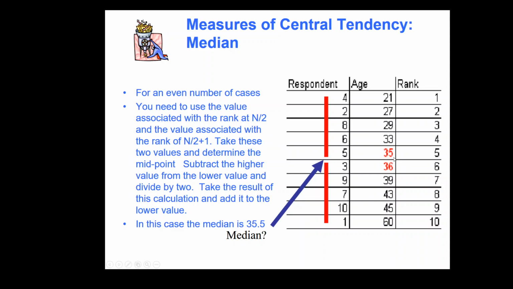I need rank n divided by 2. So I take 10 divided by 2. I need rank 5. And then n divided by 2 plus 1, which is 10 divided by 2 is 5, 5 plus 1 is 6. So I need rank 5 and 6. The median value will be the average of those two values. So I'll put it up here.